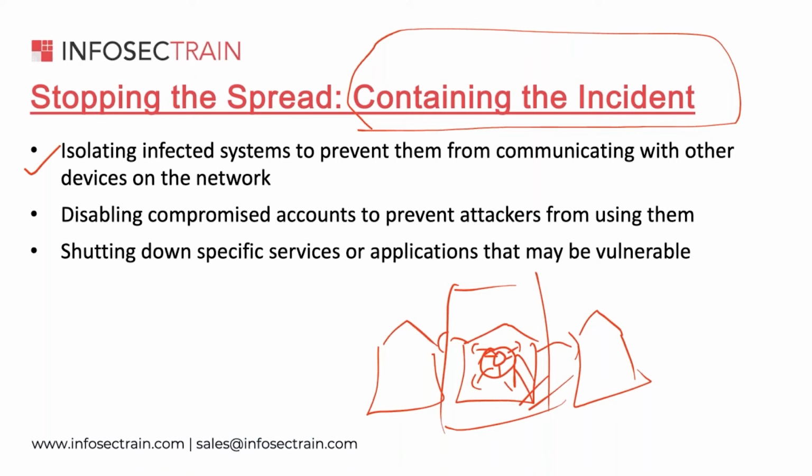We will disable the compromised account to prevent the attacker from using it, and we'll shut down a specific service or application that may be vulnerable. Remember, if I have to stop a very specific service or application, I need to take the decision quickly. I might need to reach out to the stakeholders as well, because I can't take those decisions on my own. That's why planning comes in, because you will be preparing a team containing stakeholders: HR, PR, marketing, different managers, the network manager, the IT manager, and admin managers.